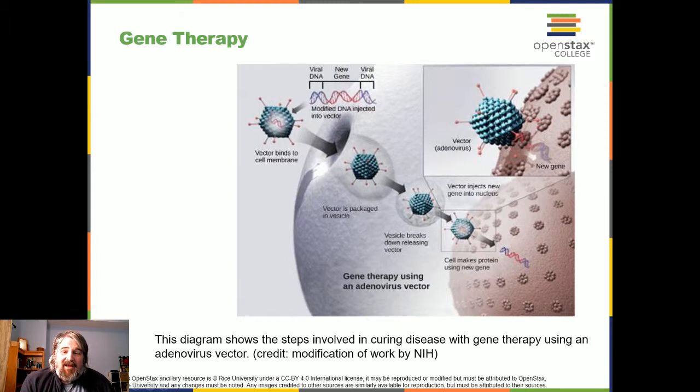Gene therapy, where we're at. So we use a vector, because remember, transformation is facilitating the uptake of naked DNA, and even in bacteria, that takes a lot of effort. Cells aren't tending to want to do that on their own, but viruses already know how to do that. So the adenovirus is a popular vector for these attempts.